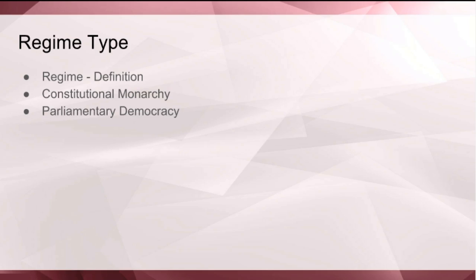Another way to classify the United Kingdom based upon regime type would be parliamentary democracy. This can be contrasted with presidential democracy, where you have, in parliamentary democracy, you have a fusion of executive and legislative power into one institution.